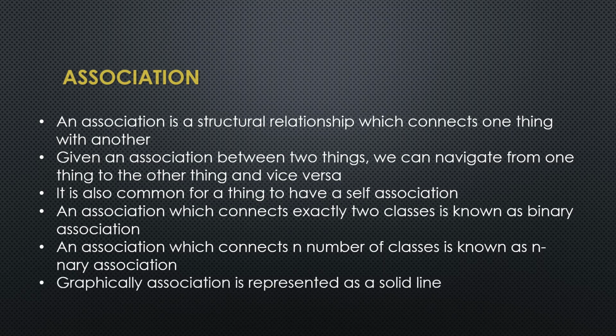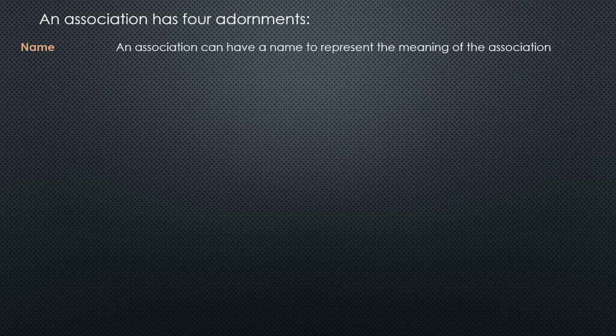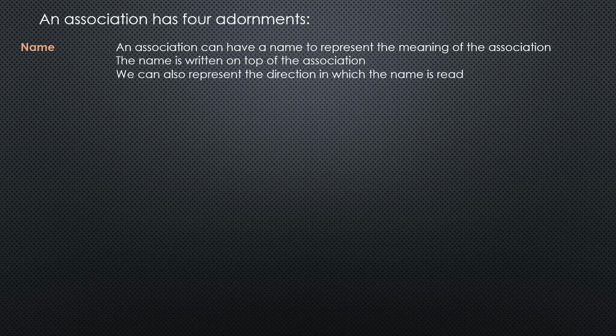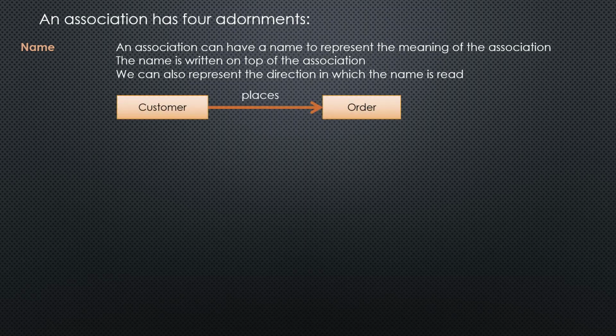Graphically, association is represented as a solid line. An association has four adornments. Name. An association can have a name to represent the meaning of the association. The name is written on top of the association. We can also represent the direction in which the name is read, like this.